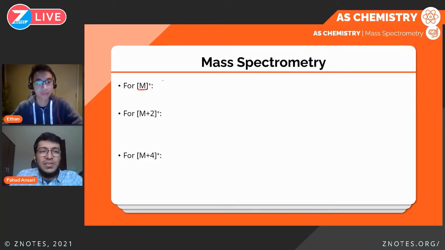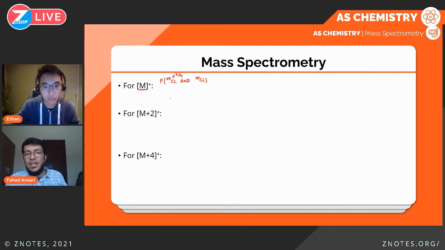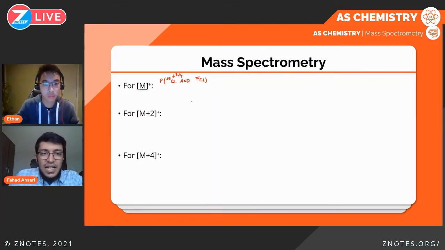chlorine 35. Both the chlorine atoms are going to be of the chlorine 35 isotope, right? In other words, we're trying to find the probability of one atom being chlorine 35 and the other atom also being chlorine 35, right? Now, the probability of chlorine 35 is basically 3 over 4, because we know that 75% is its abundance, right? And same goes for this one, 3 over 4.